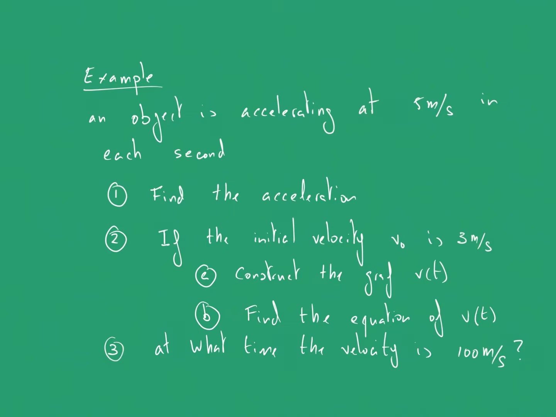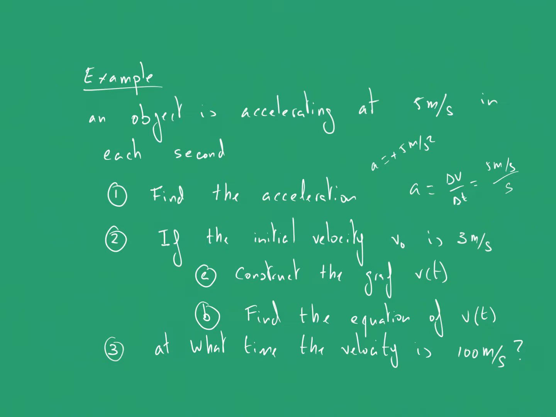This problem says like this. Imagine that you have an object, and the object is accelerating at 5 meters per second in each second. Find the acceleration. Well, the acceleration is the change in velocity per unit of time. So the velocity is changing by 5 meters per second every second, so the acceleration must be plus 5 meters per second squared, no doubt.